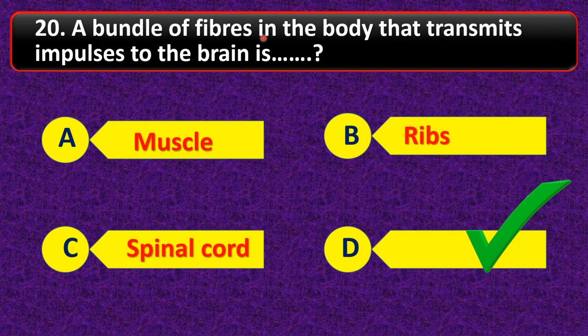The bundle of fibers in the body that transmits impulses to the brain is option A, muscles. Option B, rib. Option C, spinal cord. And option D, nerves. The correct answer is option D, nerves.